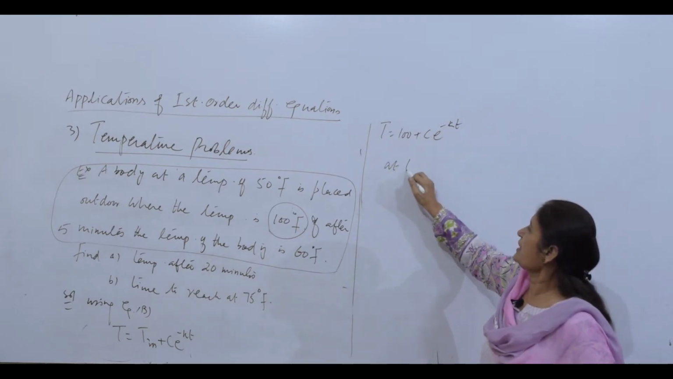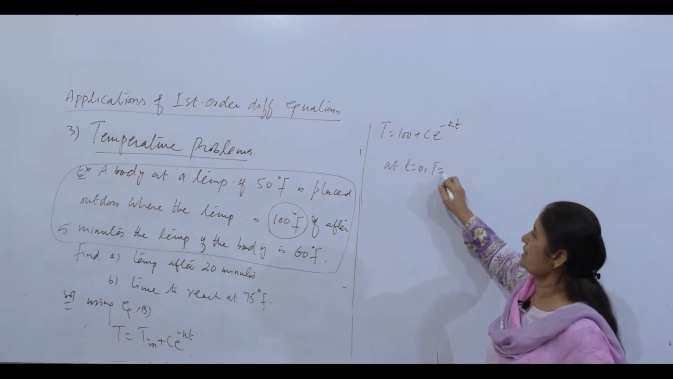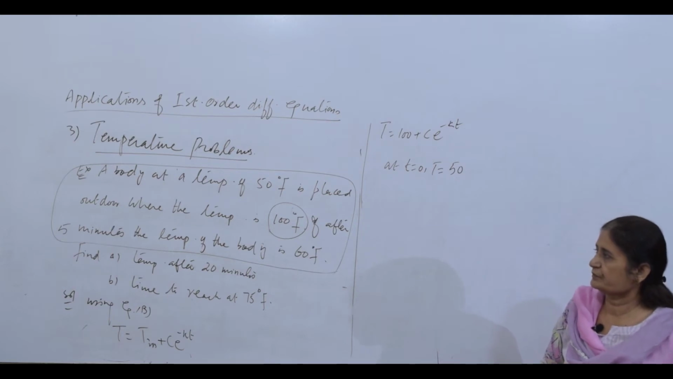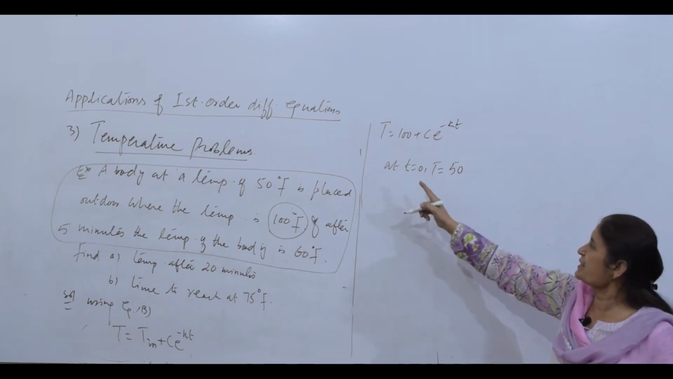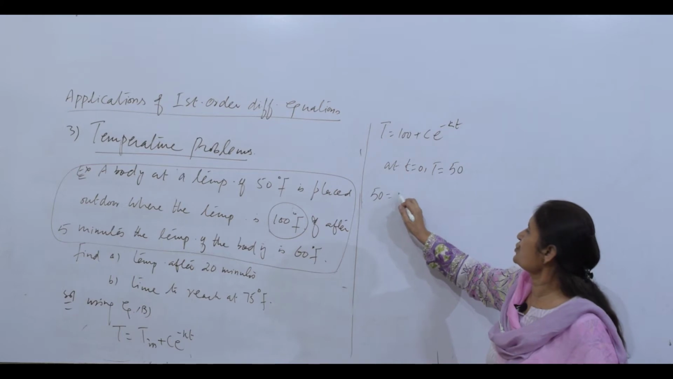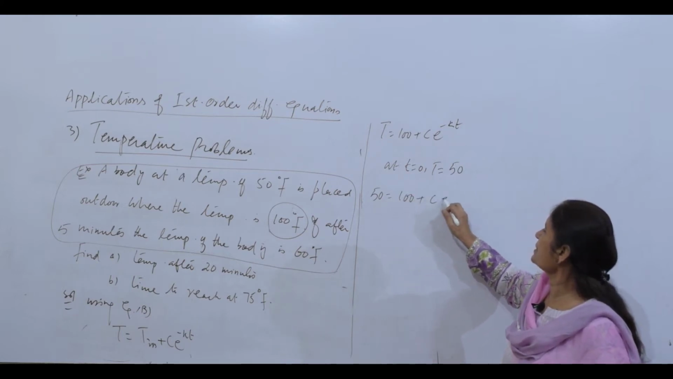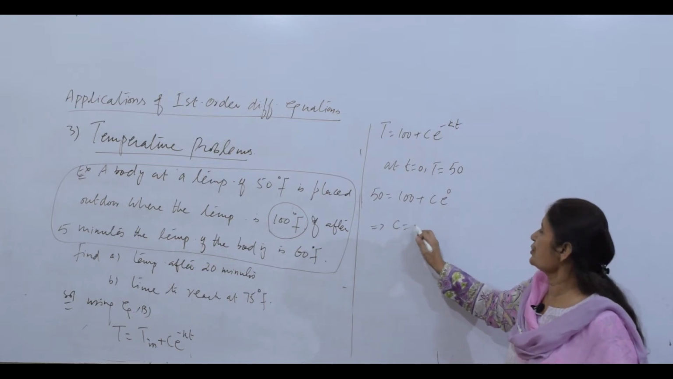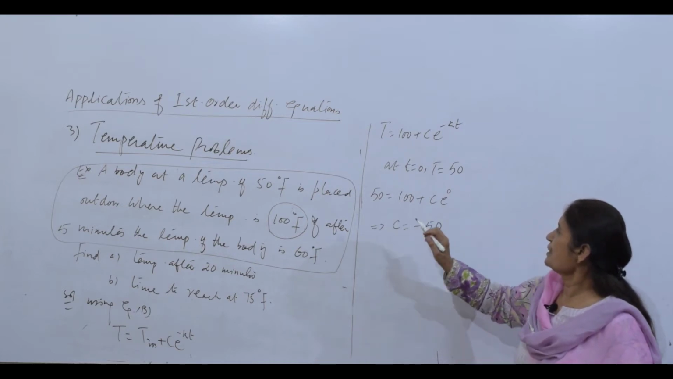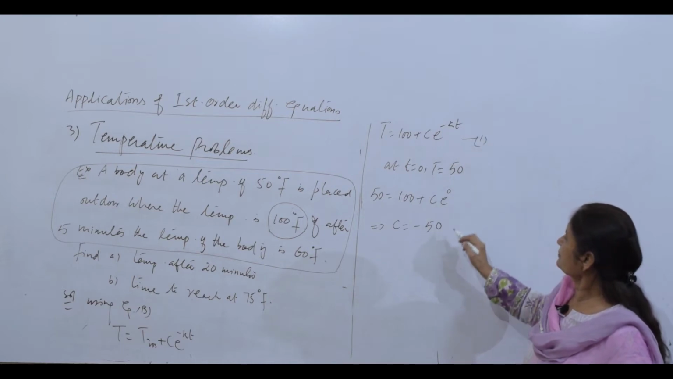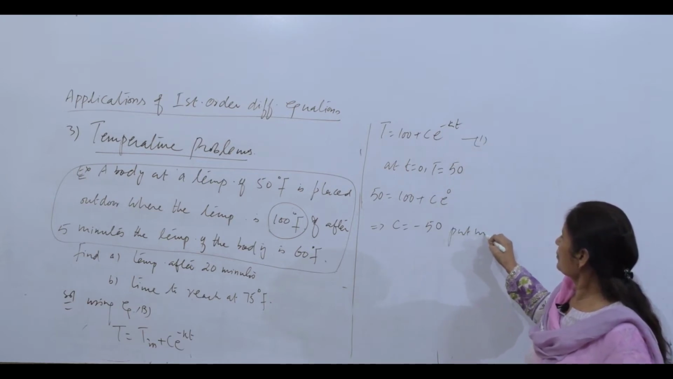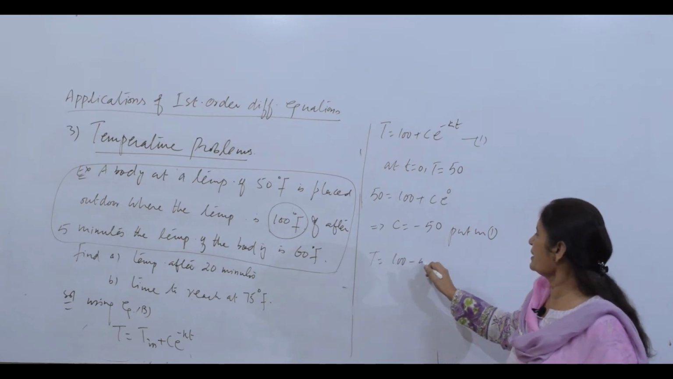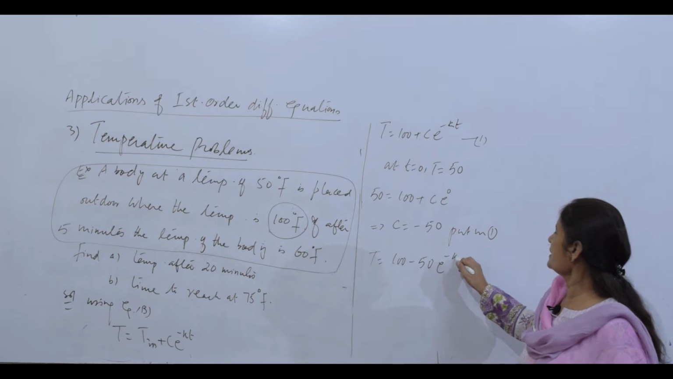Initially, at t equal to 0, capital T is 50. So 50 is equal to 100 plus Ce to the 0, t equal to 0. This implies C is equal to minus 50. So putting in equation 1, T is equal to 100 minus 50 e to the minus Kt.